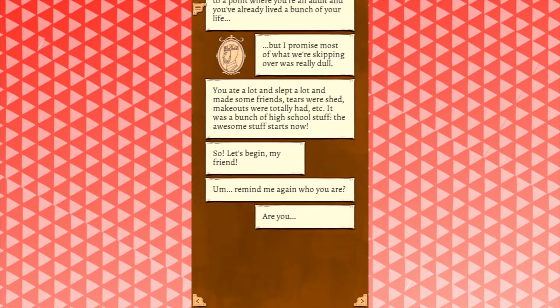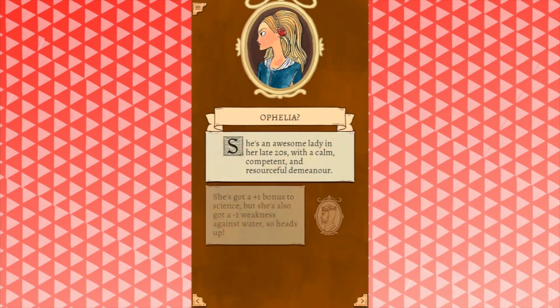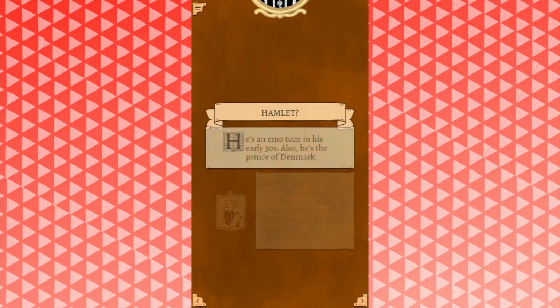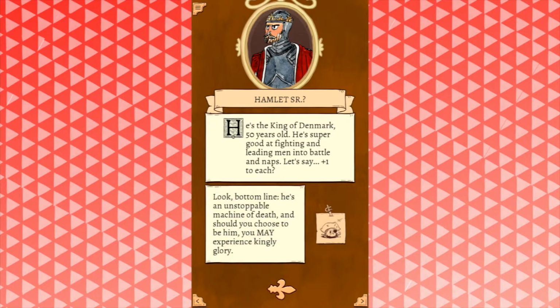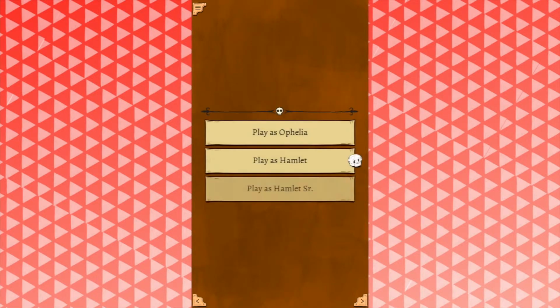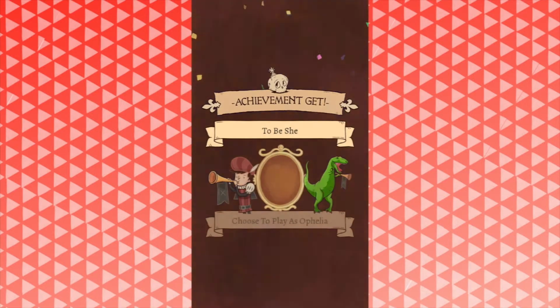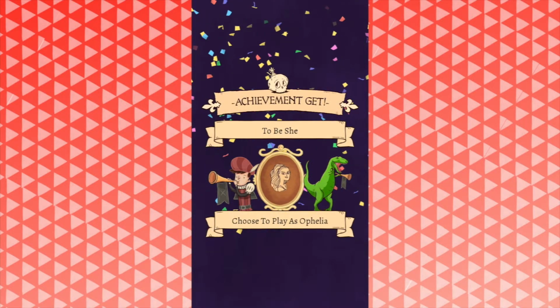Remind me who you are again? So, we can be either Ophelia, Hamlet, or Hamlet Sr. So, who should we choose? Obviously, Hamlet is chosen by Shakespeare. I played this once before when I chose Hamlet Sr., so I'm going to play as Ophelia. Ooh, to be she. Ooh, choose to play as Ophelia.